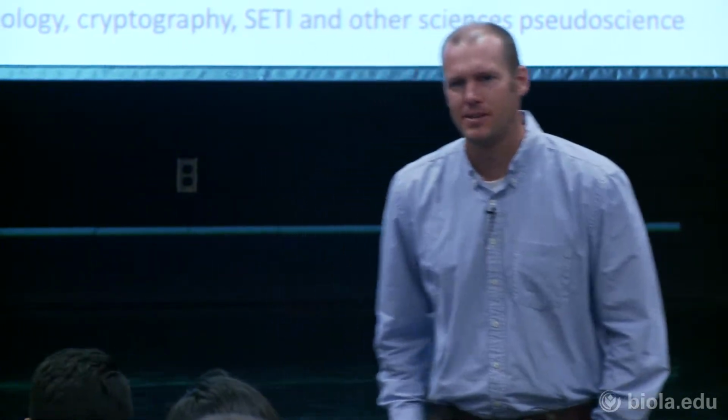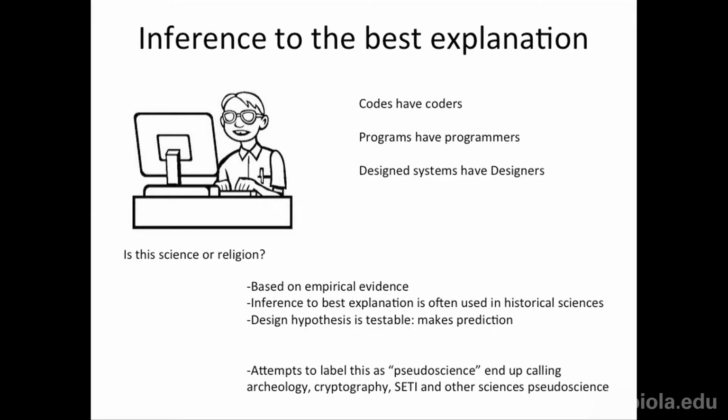My view is that the inference to the best explanation for this is that codes like amino acid codes and nucleic acid codes have coders. Information comes from intelligences. So I think the best analogy is when you find a code in biological things, you don't say that physics and chemistry did that. You say a coder did that.